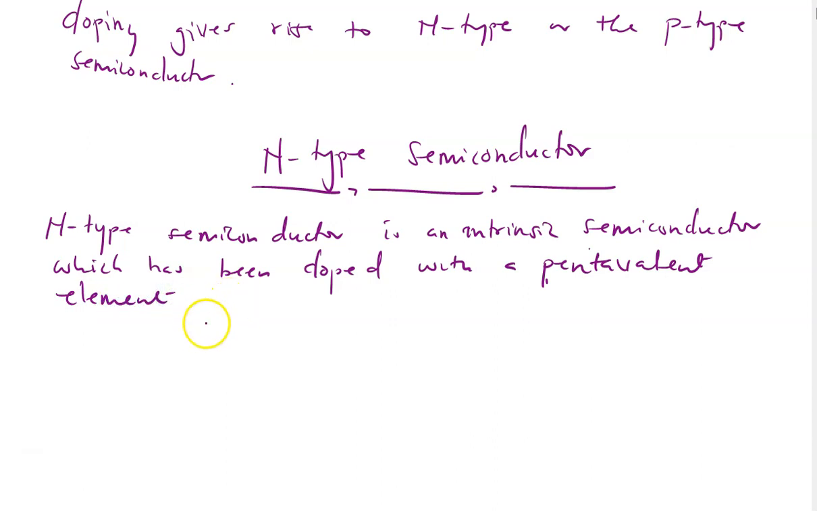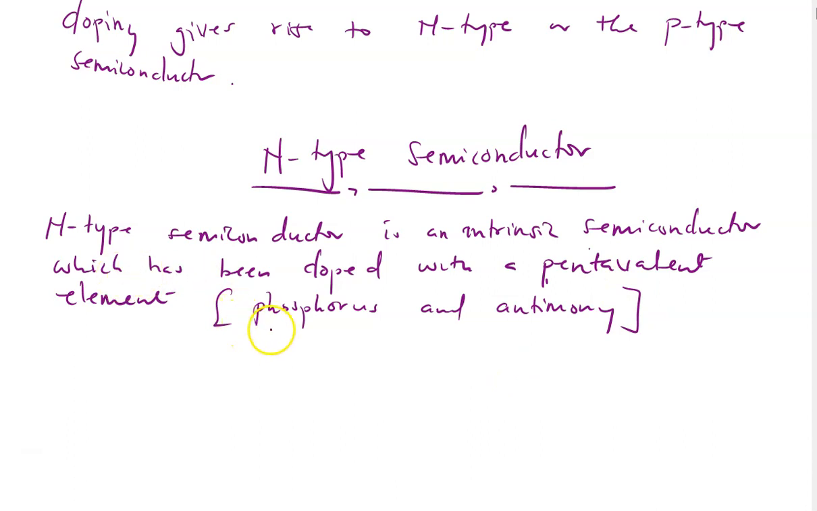And what are these pentavalent elements? We have phosphorus and antimony, right? Examples of the pentavalent elements: we have the phosphorus and the antimony. These are examples. Some are also arsenic and all those.